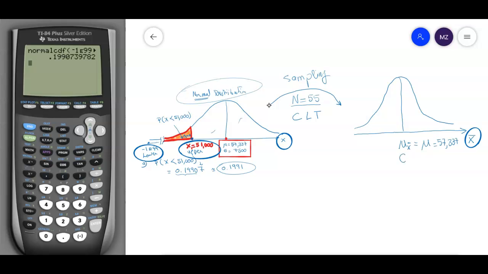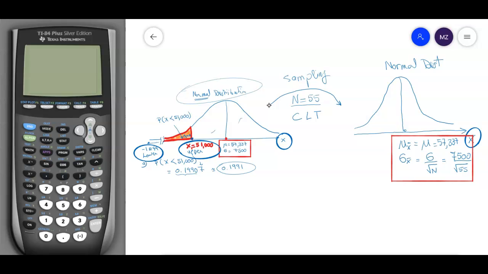Now the thing that you're going to change is the sigma x bar, the new standard deviation. In fact, according to the central limit theorem, it's going to be the old sigma divided by radical n. So the new standard deviation is going to be 7500 divided by radical 55. So now we have a new distribution, which is as well a normal distribution, and we have a new mean and a new standard deviation. I did not calculate it, so I don't need it for calculation. As long as you know what the values are, that should be enough.